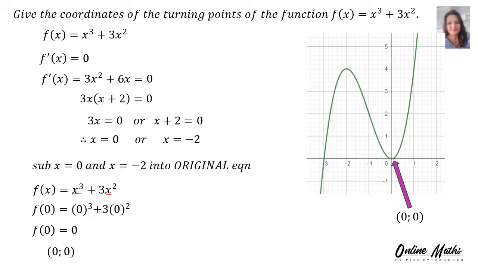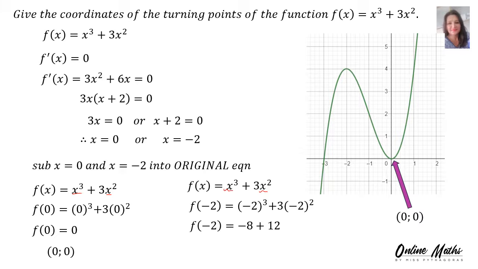Then back to x is equal to minus 2. We will substitute that one into the original equation. Everywhere where you see x, you substitute negative 2. Then negative 2 cubed is negative 8, and negative 2 squared is plus 4 times 3 is 12. Negative 8 plus 12 is 4. So your other turning point is the point minus 2 and 4.